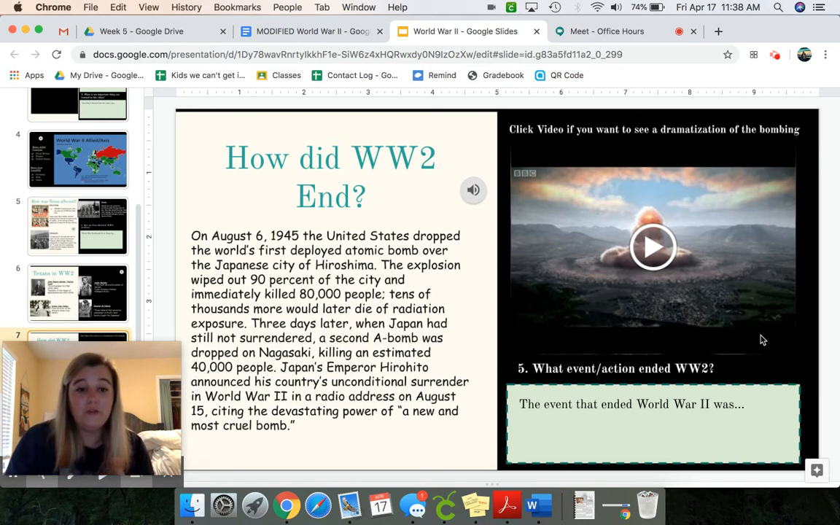Now, after the first bomb, Japan still does not surrender. They say, no, we're going to keep going. I think it made them more angry at first. And then a few days later, America drops the second atomic bomb on a city called Nagasaki, and that kills another 40,000 Japanese people. And so finally the Japanese emperor surrenders unconditionally, meaning I'm done. There's nothing that I can conditionally bring. I can't say, well, we'll surrender if this. I can't do this again. My country cannot take another atomic bomb.